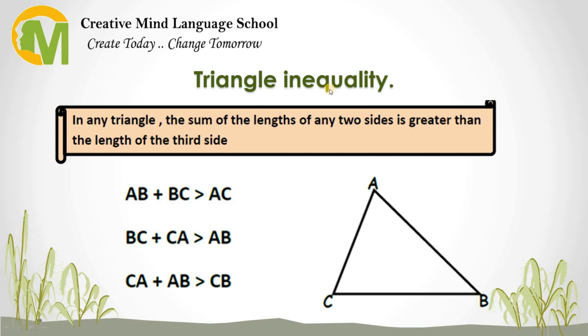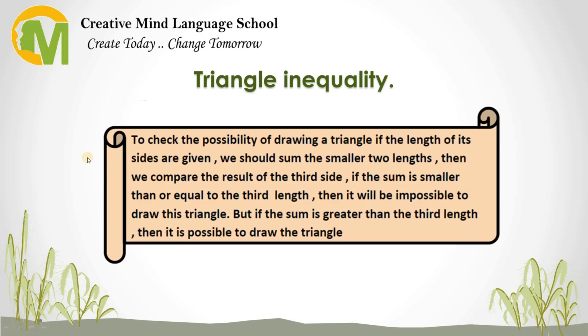Now for the rule of the triangle inequality. In any triangle, the sum of the lengths of any two sides is greater than the length of the third side. This is a general rule for any triangle. The sum of any two sides should be greater than the third side. This is a hint on how to solve the exercises related to the triangle inequality.